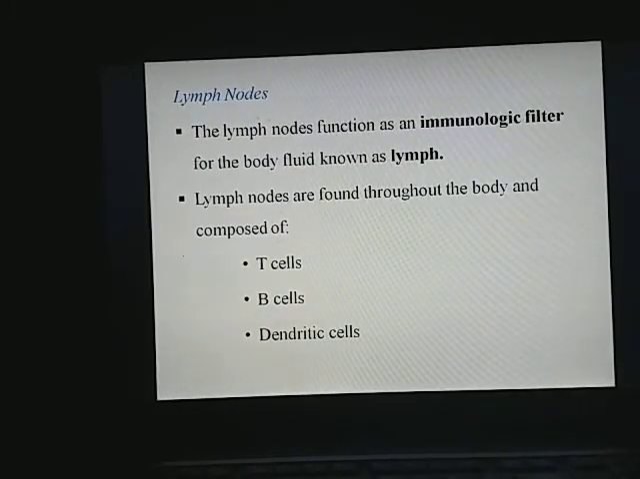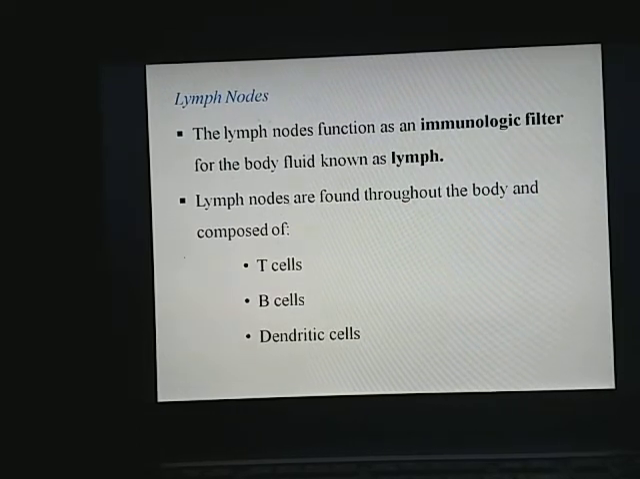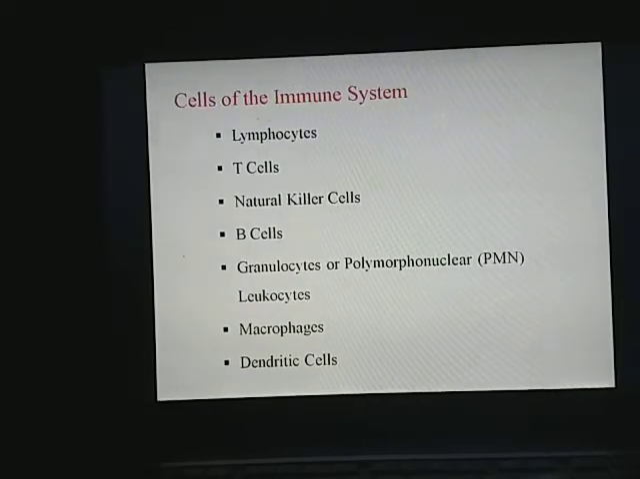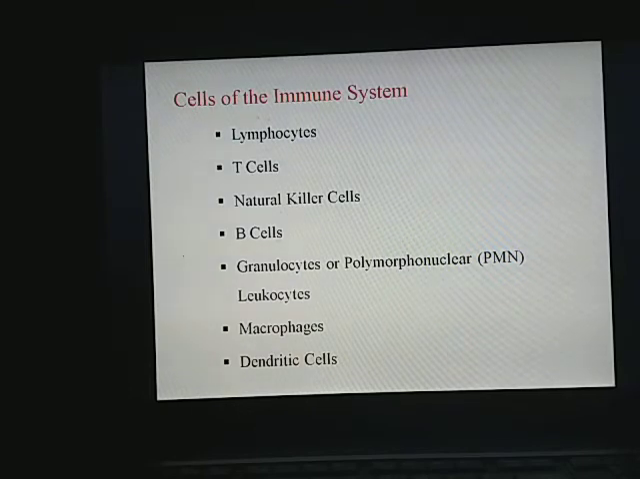Lymph nodes. Lymph nodes function as an immunologic filter for the body fluid known as lymph. Lymph nodes are found throughout the body and are composed of T cells, B cells, and dendritic cells. The cells of the immune system include lymphocytes, T cells, natural killer cells, B cells, granulocytes or polymorphonuclear leukocytes, macrophages, and dendritic cells.